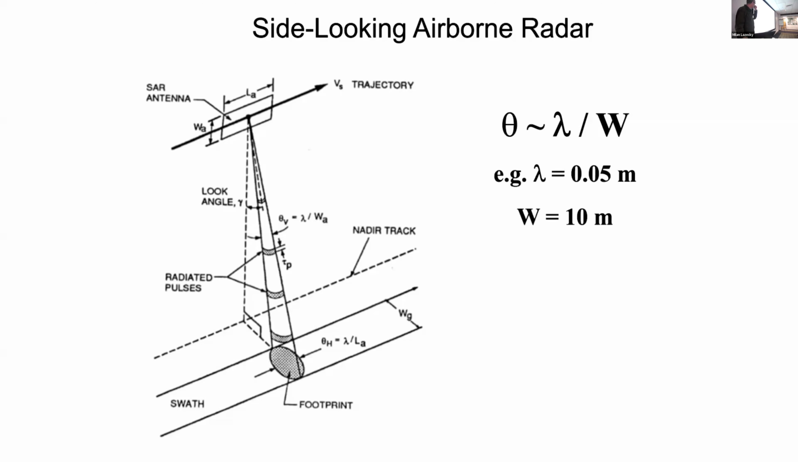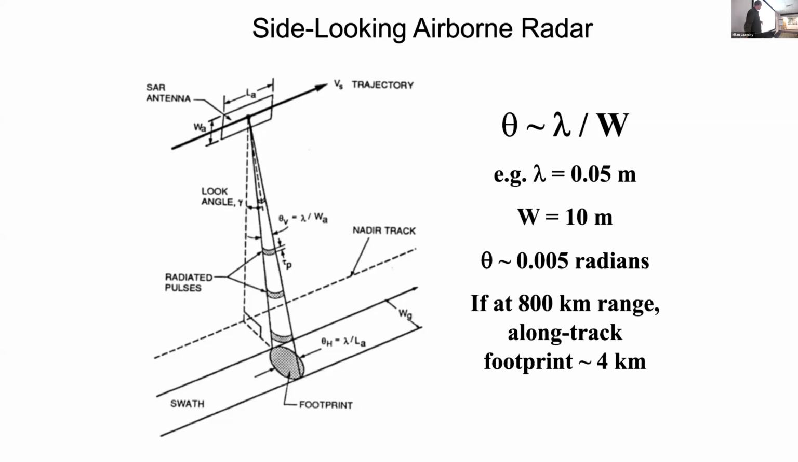So if we just plug those numbers in, 5 centimeters is C-band, and a 10-meter antenna is about as big an antenna as you can fly in space easily. And so you end up with 0.005 radians. Now, if your satellite's 800 kilometers away, then that gives a resolution of about 4 kilometers. So pretty low resolution. So not particularly useful for getting the kind of high resolution images we'd like to get from imaging radars. So what do we do?